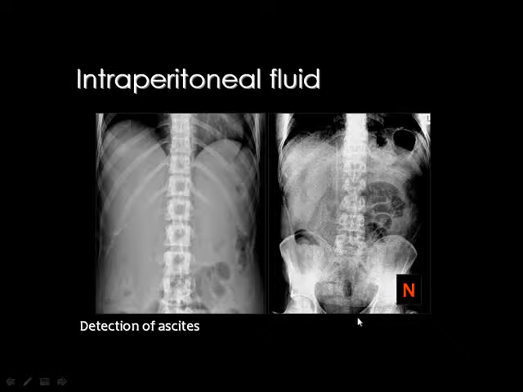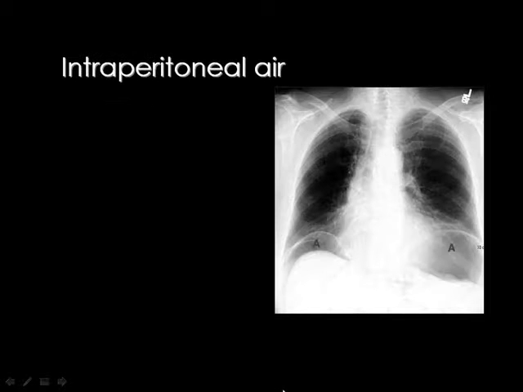Also, normally you can see in the plain abdomen a radiolucent line, or what we call the flank stripe, which is made of fat. And in cases where you have intraperitoneal fluids, this fat will not be seen, as you can see in this patient with obliteration of the flank stripe due to the presence of ascites.